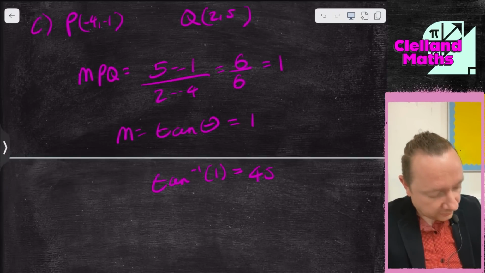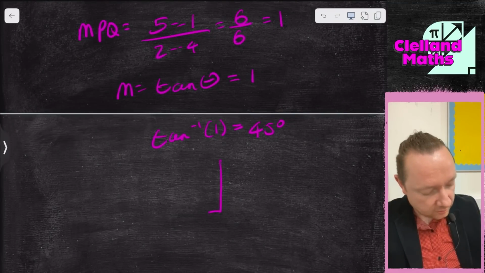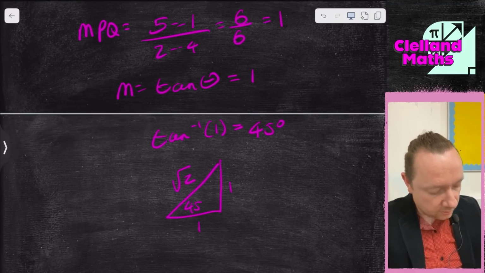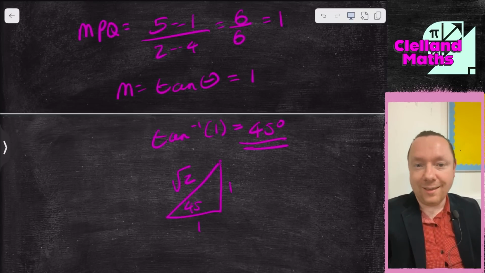But if you didn't know that, no biggie, because you are using a calculator in this question. But just to remind you, if you go 45 here, you get a 1, 1 and a root 2 here. Tan of 45 is 1. So the angle is 45 degrees, and we're done there.